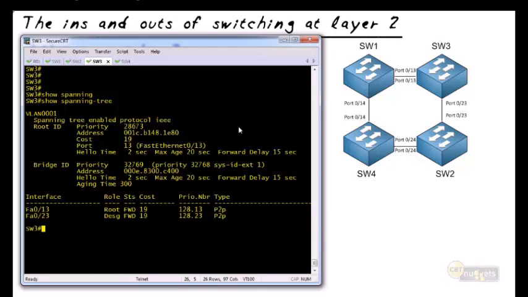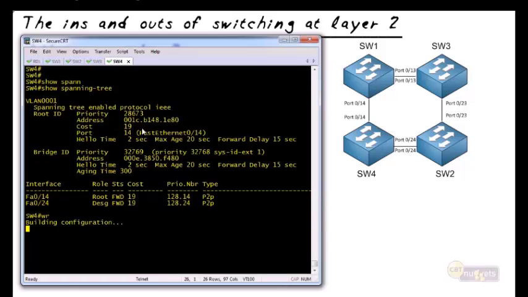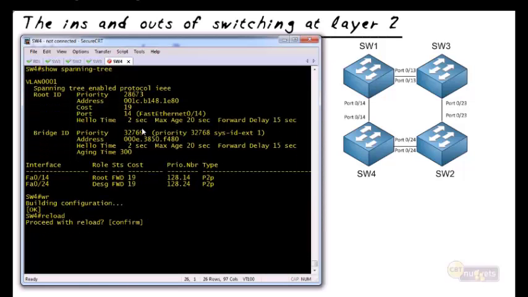But what if switch 4 went bye-bye? So let's just verify that on switch 2 for a second. So the root port is port 24, right there. So if we rebooted switch 4, which I'm going to do right now, I'm going to save its config. I'm going to reload it. It'll take at least 3 to 4 minutes on this box. So switch 4 is gone. It's no longer there. So how long is it going to take for our switch 2 to realize that, oh, there's a problem and I need to start forwarding through port 23?